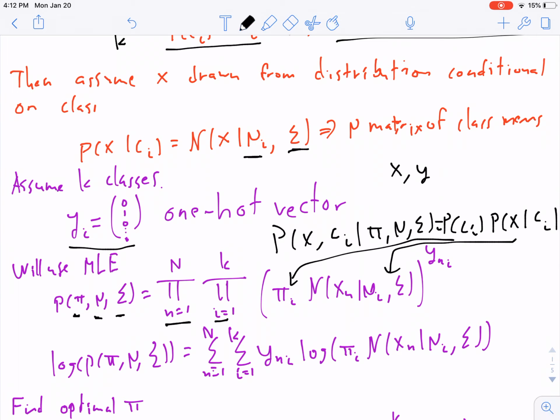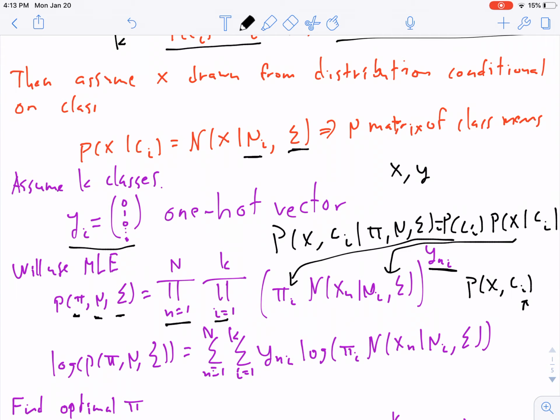And then this is where the one-hot vector comes in. We raise it to the power of y sub n i. And y sub n i is only going to be 1 for one class for each data point. And so we'll only get the term like probability of x comma c i, where i is the true class that that point is in. So this gives us the likelihood of our data.